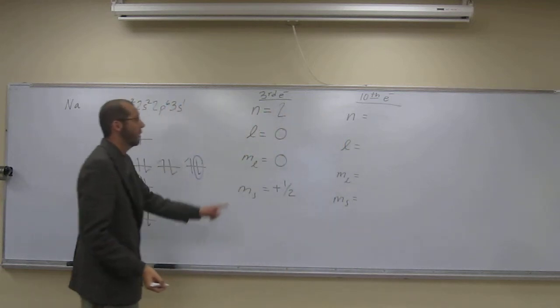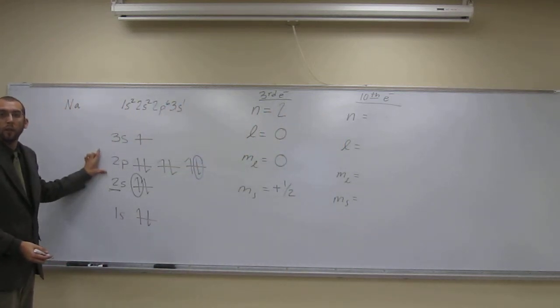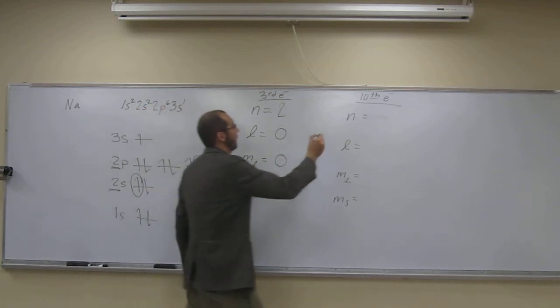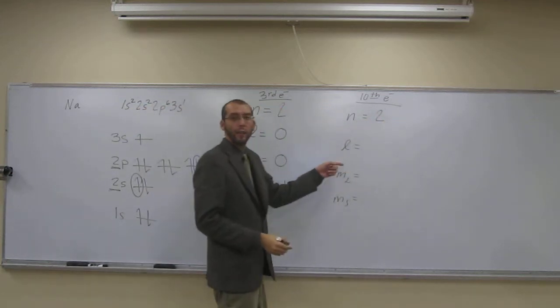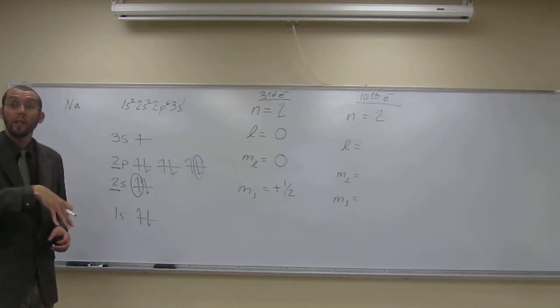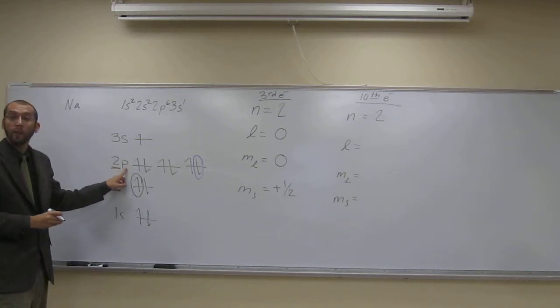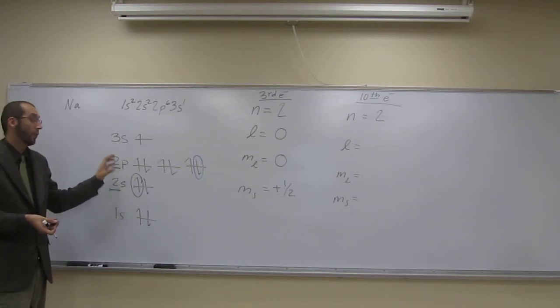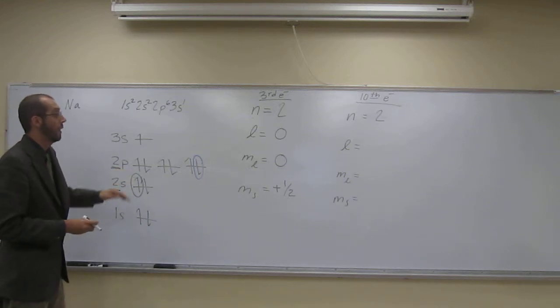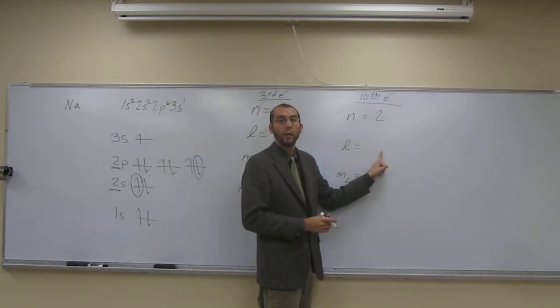Can you tell me what N is? The second, so two. Remember, L tells us what type of orbital we're in. S is 0, P is the next one, and that's where we're in. So it goes 0 for S, 1 for P, 2 for D, 3 for F. So if it's a P, L is going to be 1.